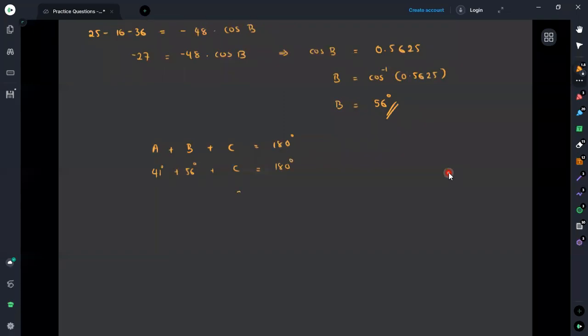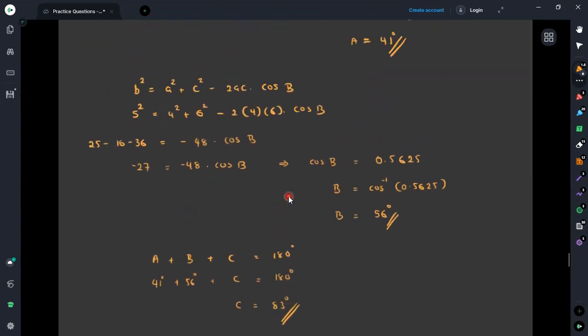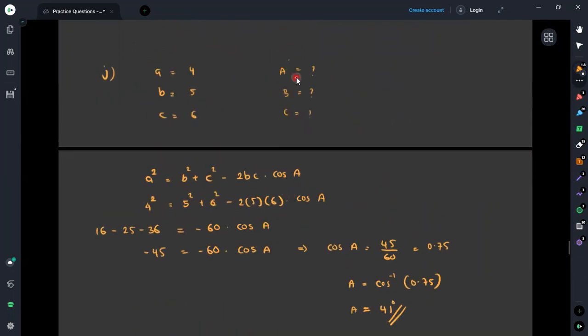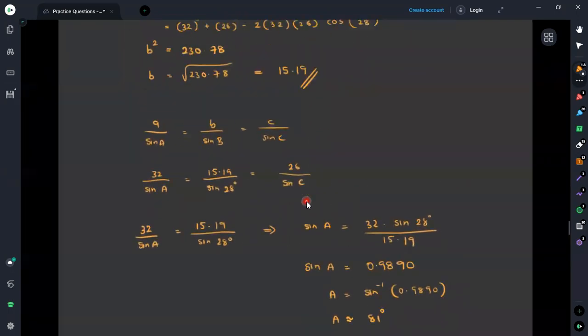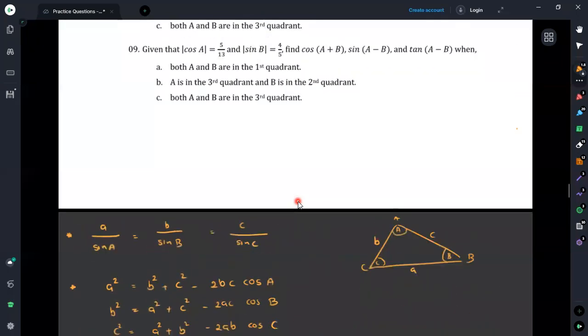The addition equals 180. Then we will get the value for C, which is equal to 83 degrees. Now we have found all the necessary solutions. A, B, and C have now been found out. Now we will move on to the discussion of the next question.